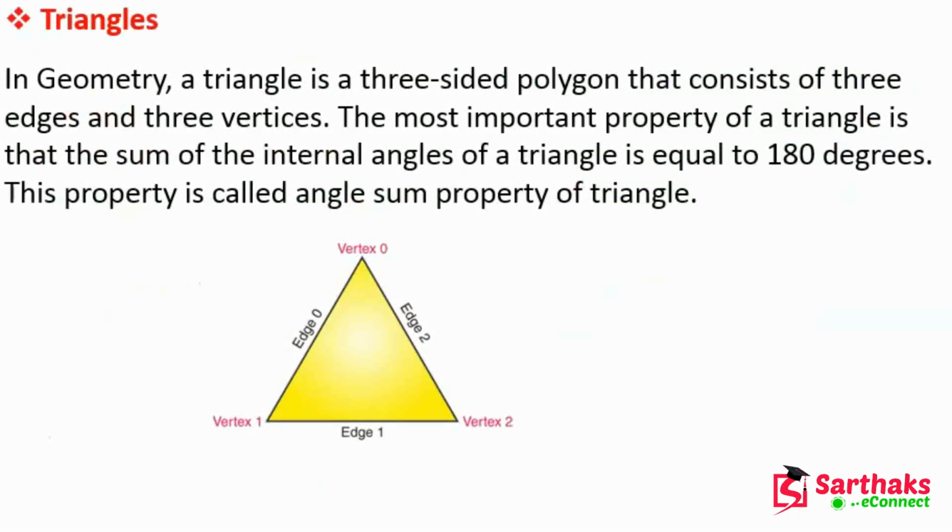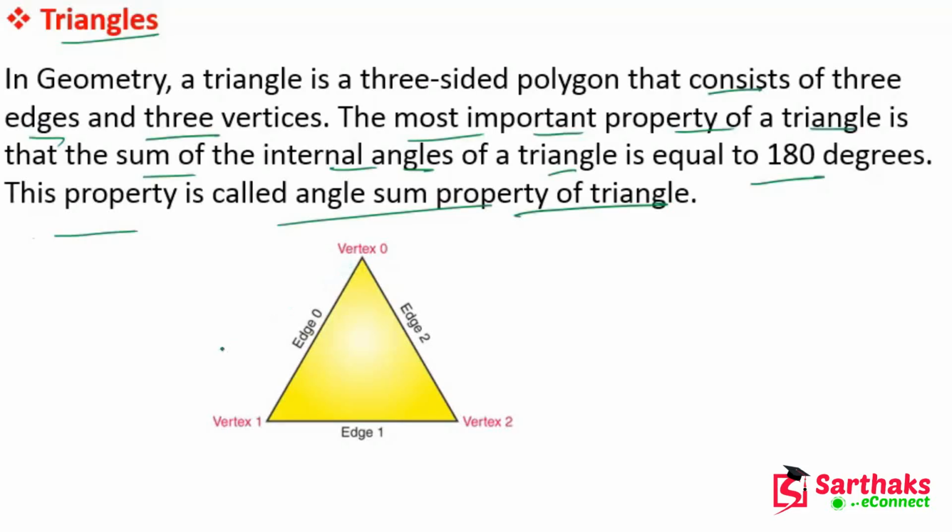So now let's discuss triangles. What is a triangle? In geometry, a triangle is a three-sided polygon that consists of 3 edges and 3 vertices. We know that very well. The most important property of a triangle is that the sum of the internal angles of a triangle is equal to 180 degrees, and this property is called the angle sum property of triangles. I hope you get this point. This is the most important part of geometry.